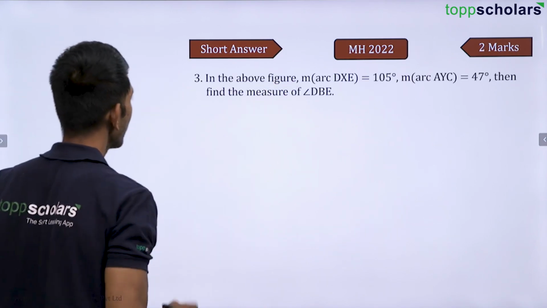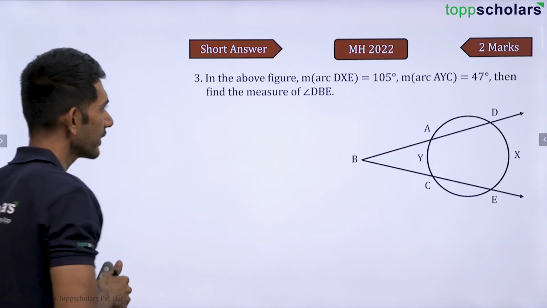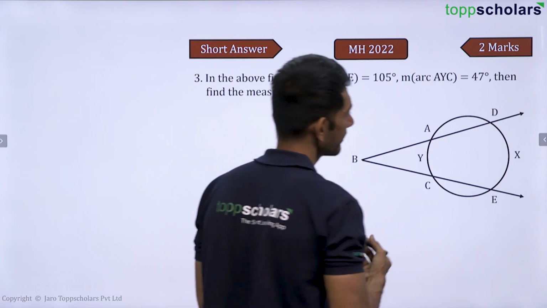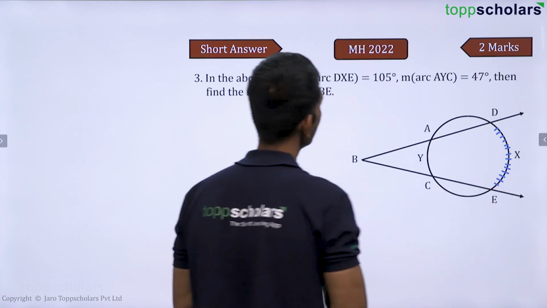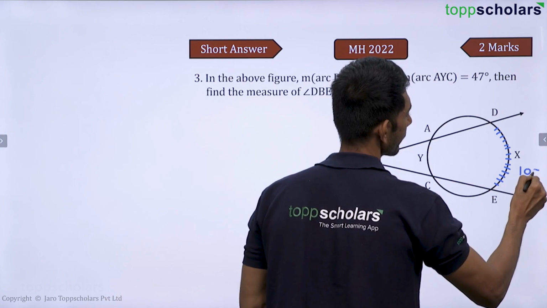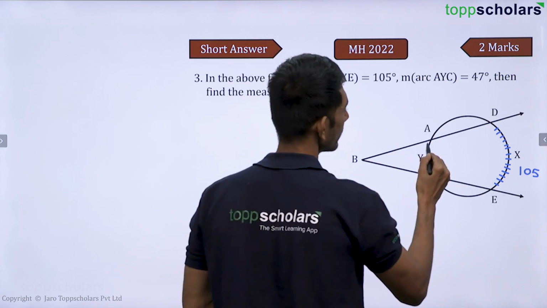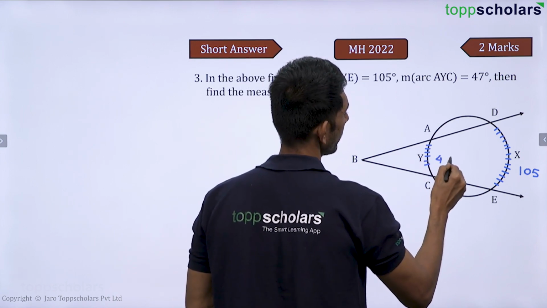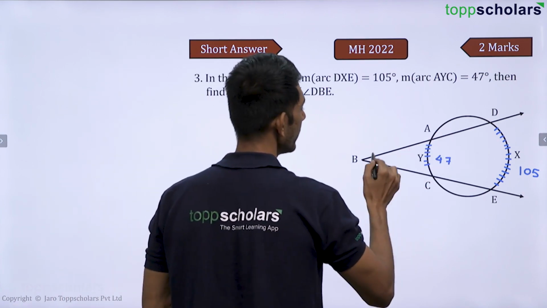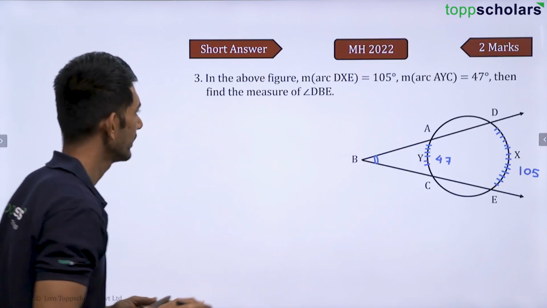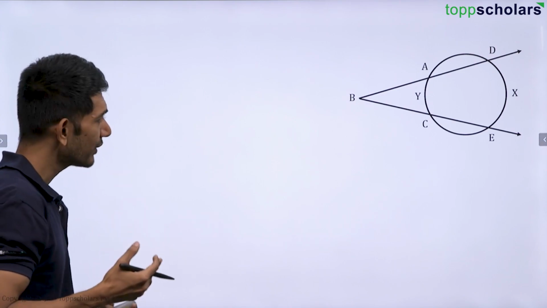Alright then, we have a 2-mark question. Let's understand this question. It says, in the above figure, measure of arc DXE is given, that is 105. Then measure of arc AYC is also given, 47. We are supposed to find out the measure of angle DBE. This angle we are supposed to find out. Now this is an interesting and a simple question. See, there are multiple ways of doing this.